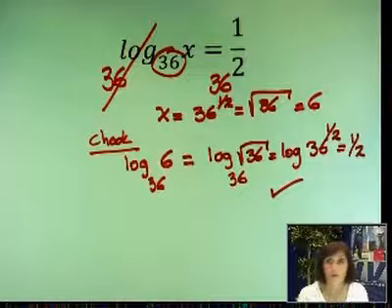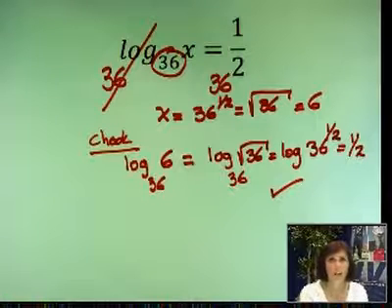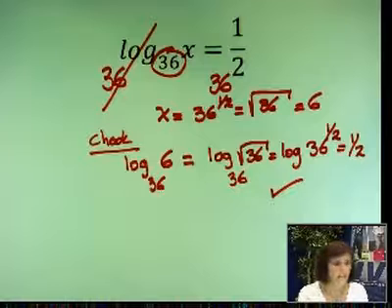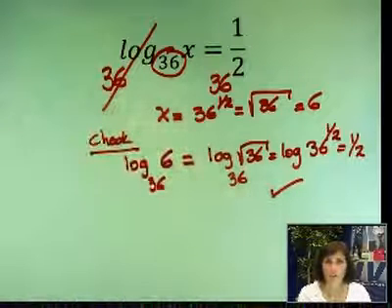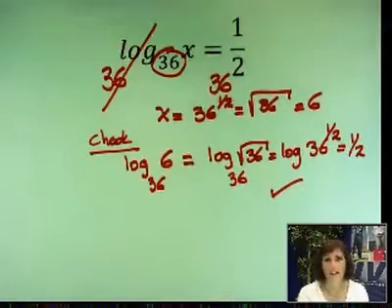So here's one procedure. When you had exponential equations, remember you take the ln of both sides, because ln and exponentials are inverses. And when you have a logarithmic equation, you take exponents of both sides. Make sure that the bases match, and that's it.